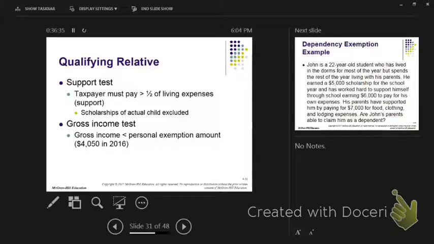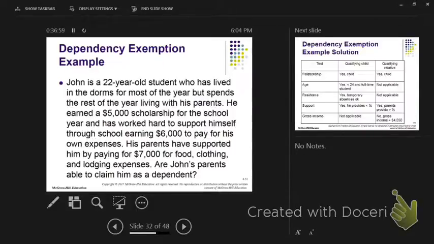The gross income comes into play here. A child doesn't have the gross income test, with the exception of the student, and then it's just half, right? Here it's not half. Here it is, does the gross income that they make exceed the exemption? And your exemption is $4,050. So do they make more gross income than the exemption amount, $4,050? So we have to figure that out.